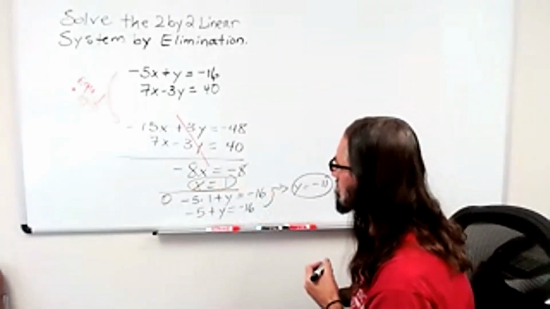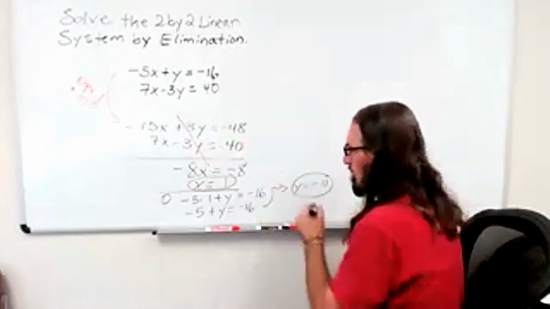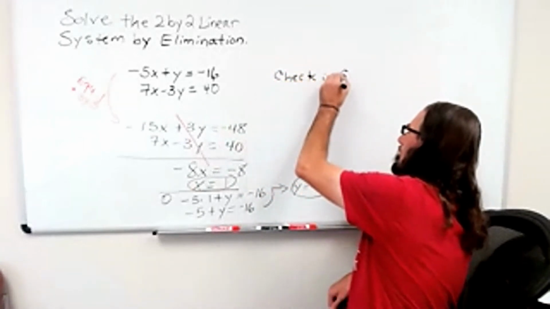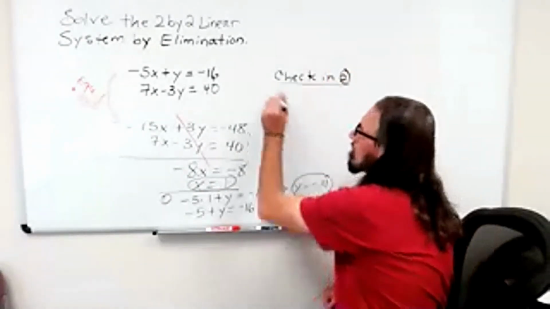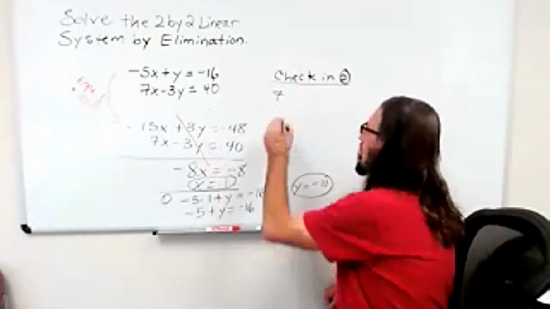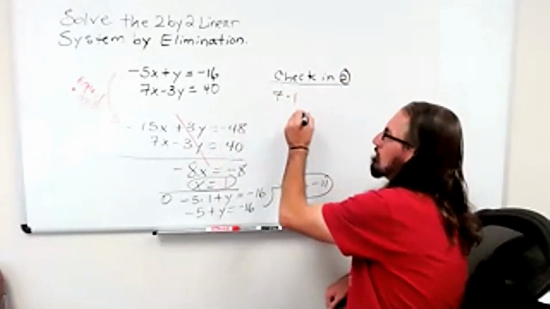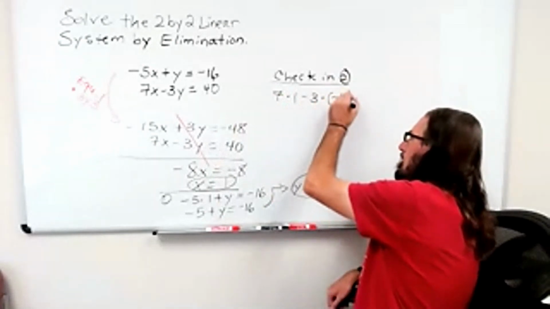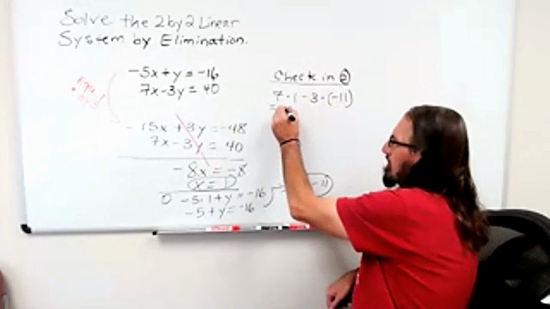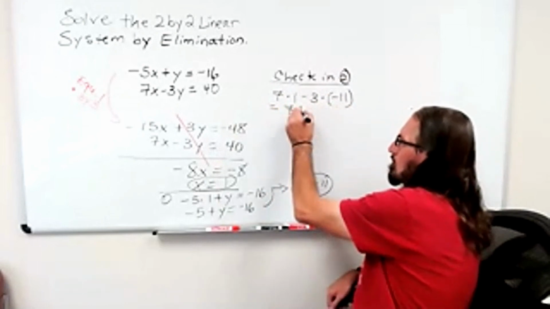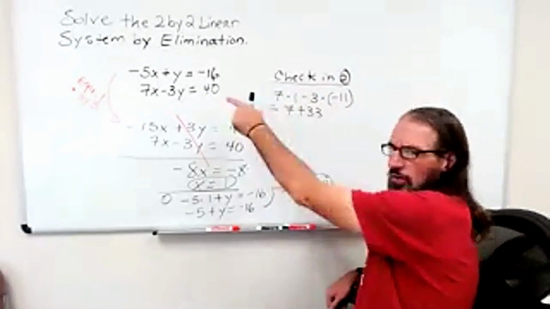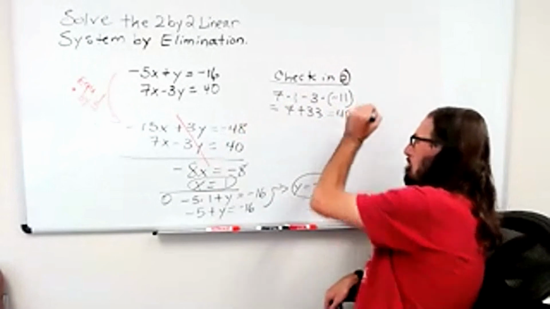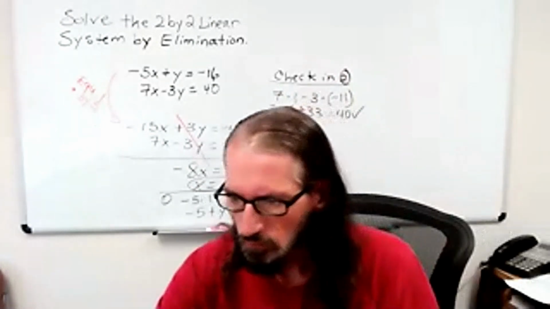And then checking that in the second equation, seven times the x of 1 minus 3 times y, which was negative 11. Multiply before you subtract. That's going to give us 7 plus 33. We wanted 40, and that does add up to 40. So it's good. Moving on.